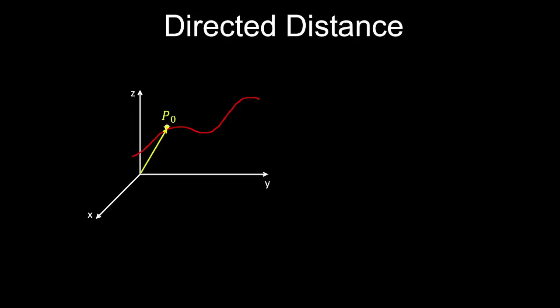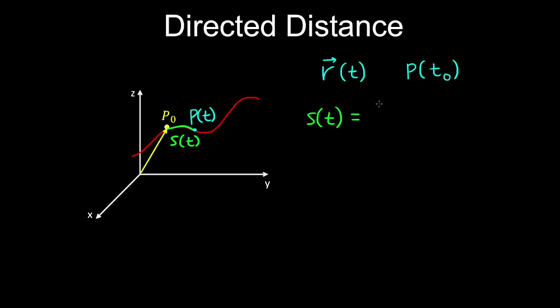If we choose a base point on a space curve parameterized by t, so this is a point at t equals t0, then each value of t determines a point p of t along the curve, and a directed distance along this curve to that point, which we'll call s of t. So s of t is called the arc length function, and this can be obtained using the arc length integral.